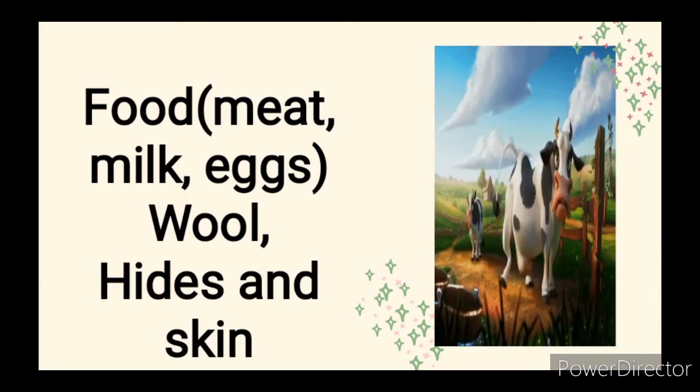Now let's go over to animals. What do we do with animals? Animals serve as a source of food. We can get meat, milk, and eggs from animals. Also animals provide wool. We get wool from sheep. We also get hides and skin from animals.